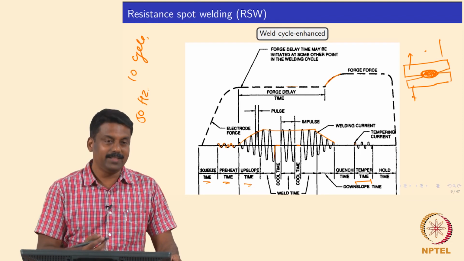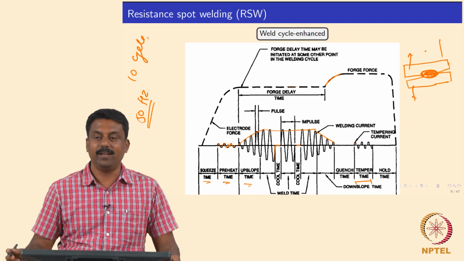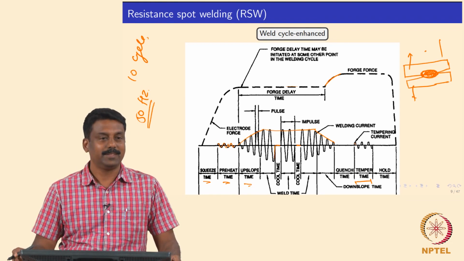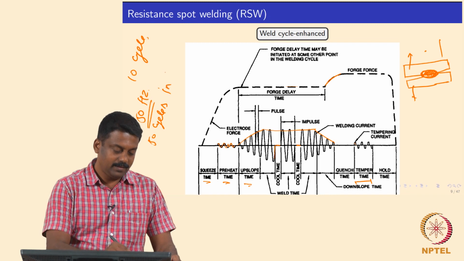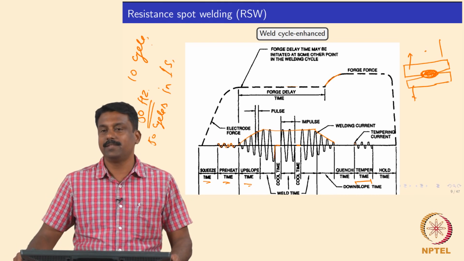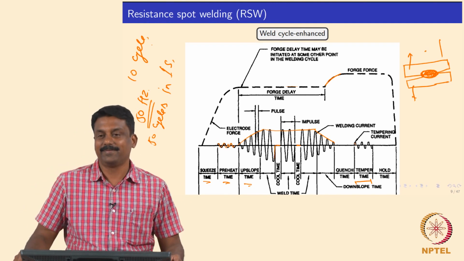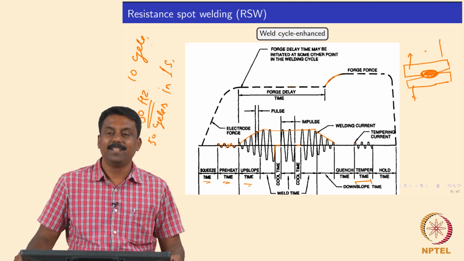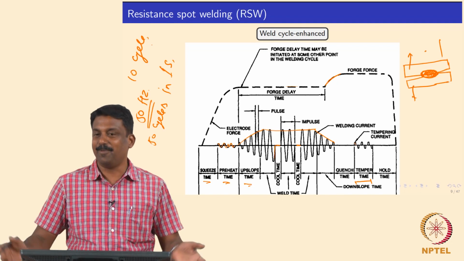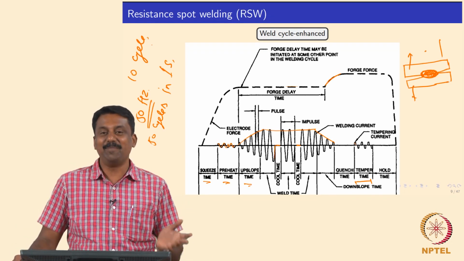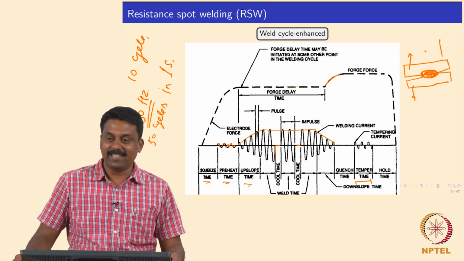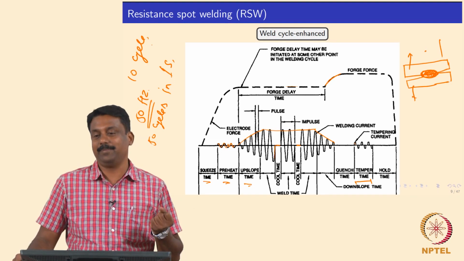So 50 hertz, what do you mean by that 50 hertz in AC? 50 cycles in 1 second, isn't it? In 1 second. So the 10 cycles would take, come on guys, 1/5 of a second, isn't it? So 1/5 of a second, that's the time required, that's the welding time.